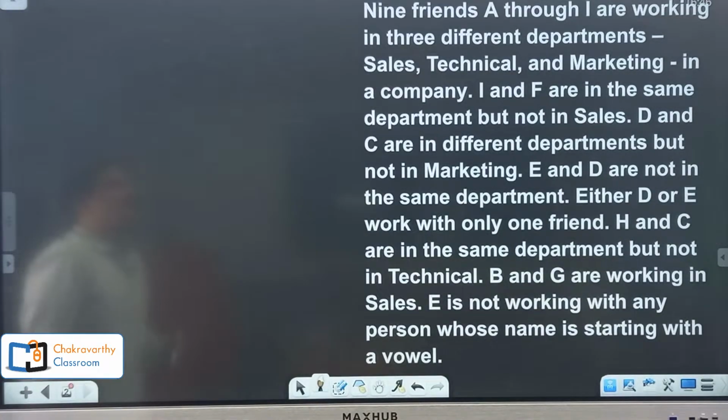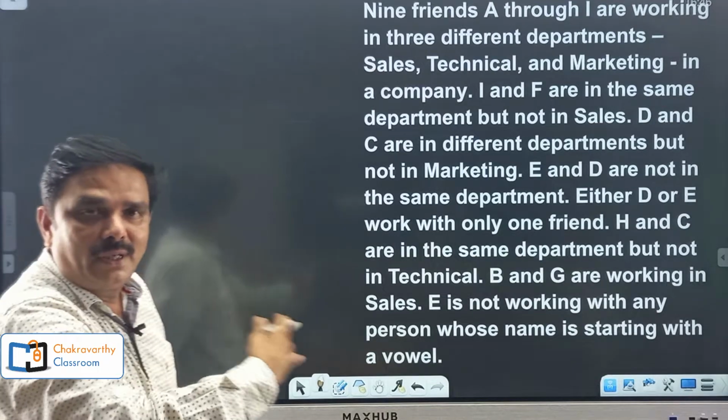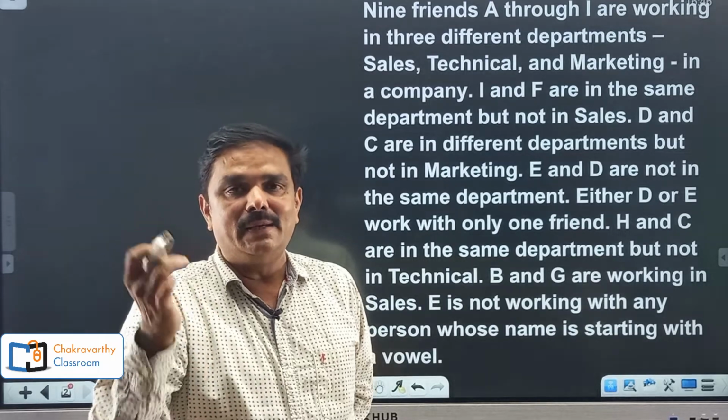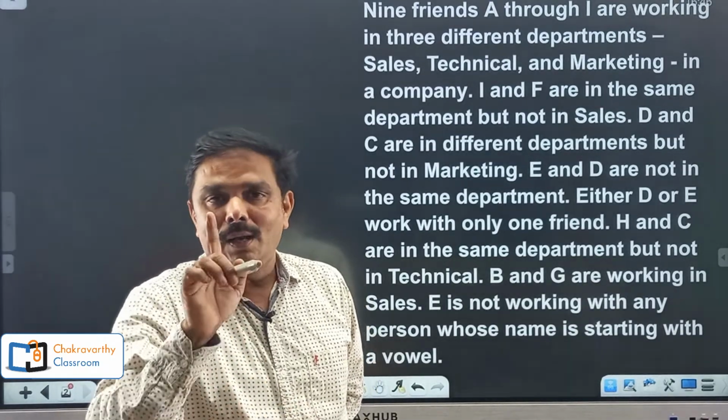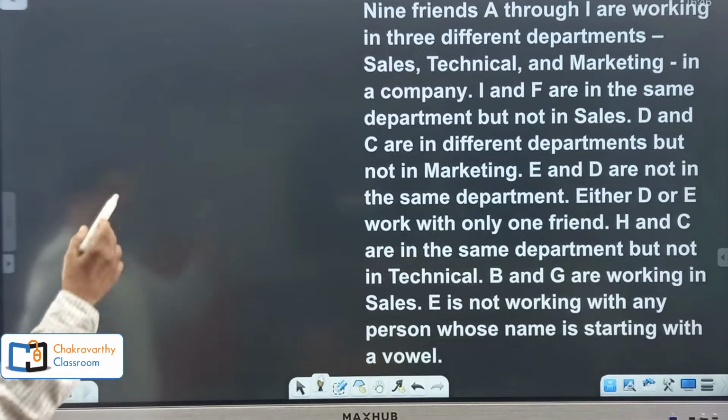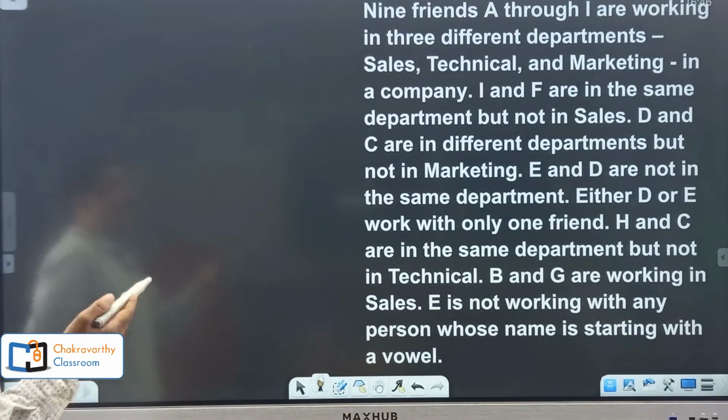They have given a total of 9 friends, A through I. What do you mean by A through I? Consecutively from A to I they have taken the alphabets A, B, C, D, E, F, G, H and I. Total 9 persons are there, working in 3 departments, sales, technical and marketing, in a company.